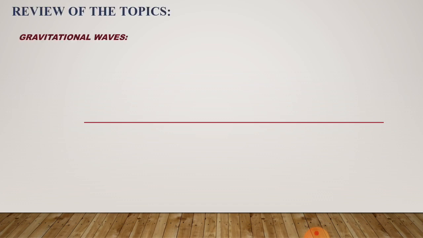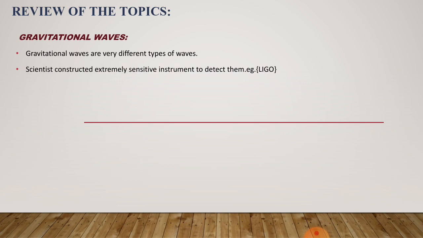Okay, so we have learned about gravitational waves. What are gravitational waves? They are different types of waves. You all know the terms X-rays and gamma rays, but gravitational waves are different, and X-rays and gamma rays are also different. The scientists constructed an extremely sensitive instrument to detect gravitational waves, and that instrument is called LIGO, L-I-G-O, LIGO.